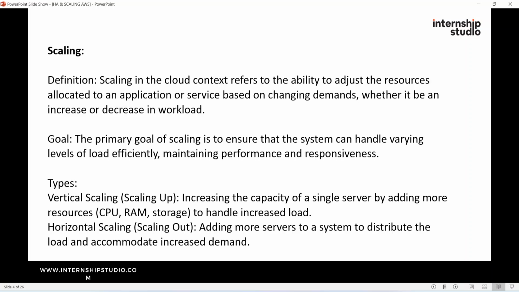During the lunch rush, the restaurant might call in extra staff or open up additional seating areas. In the cloud, this is achieved through horizontal or vertical scaling.